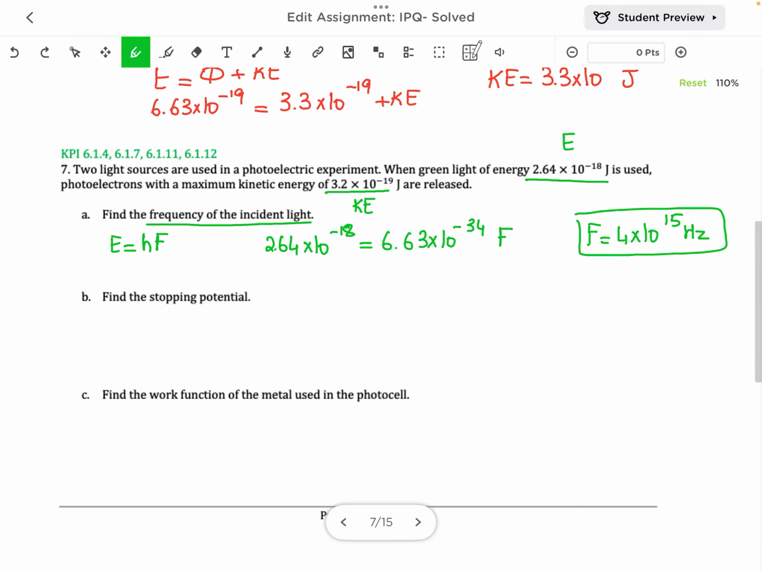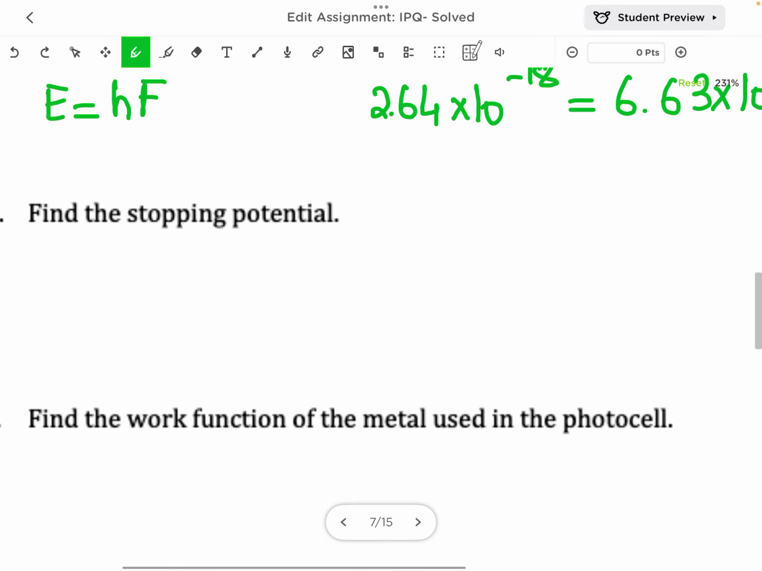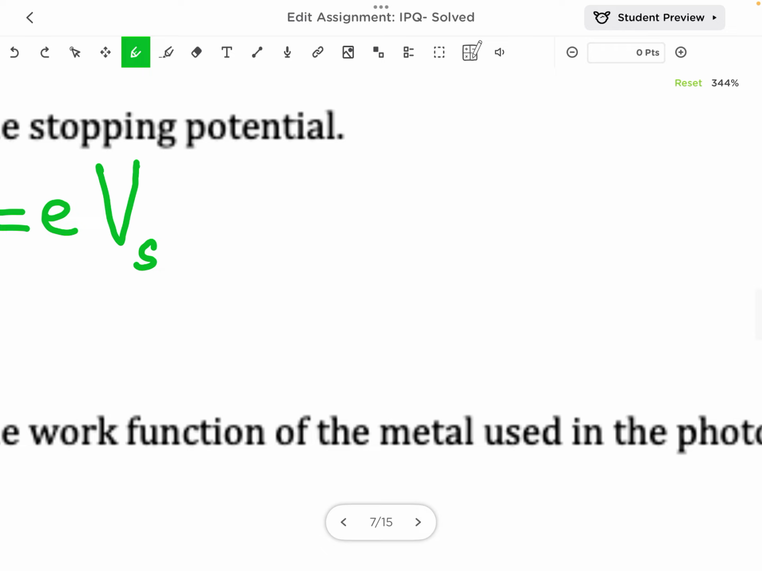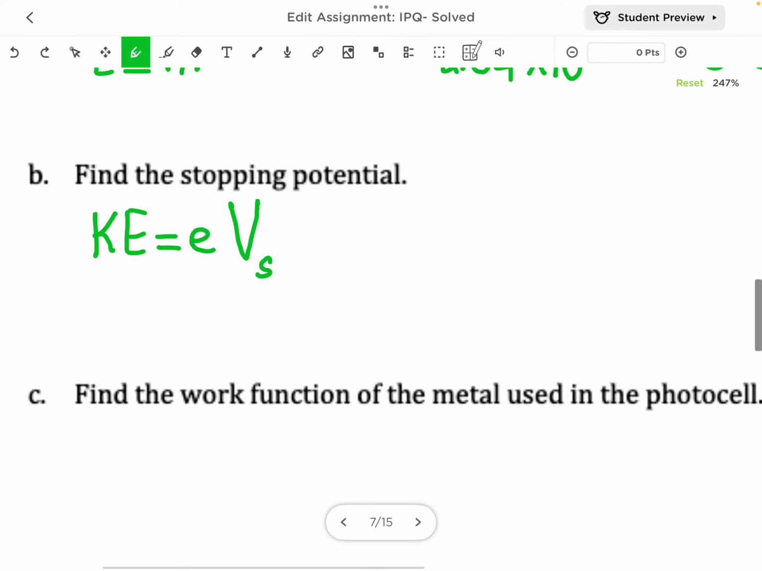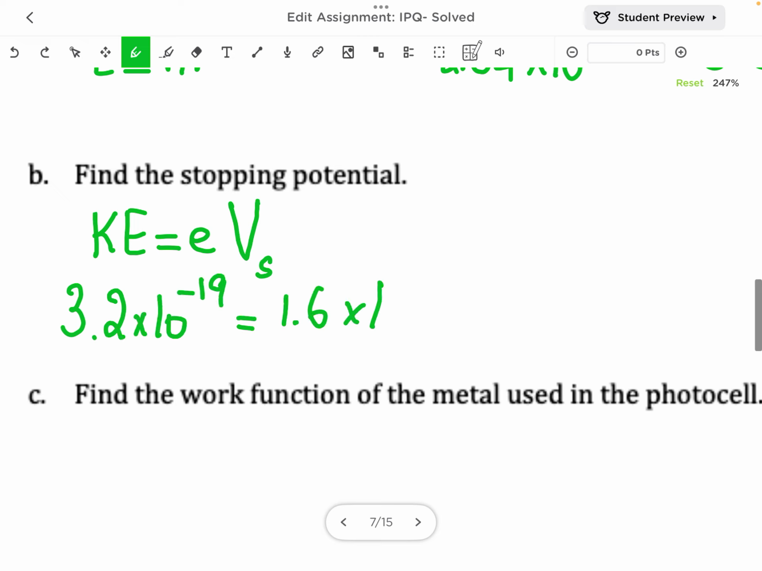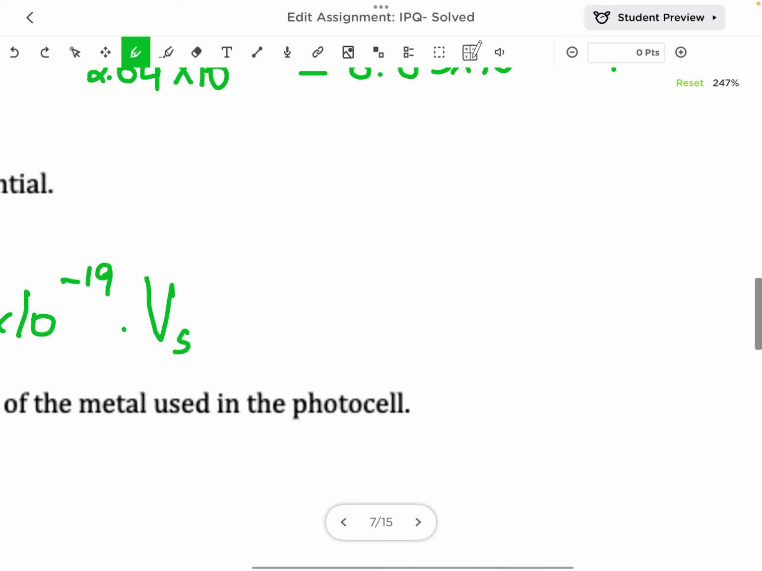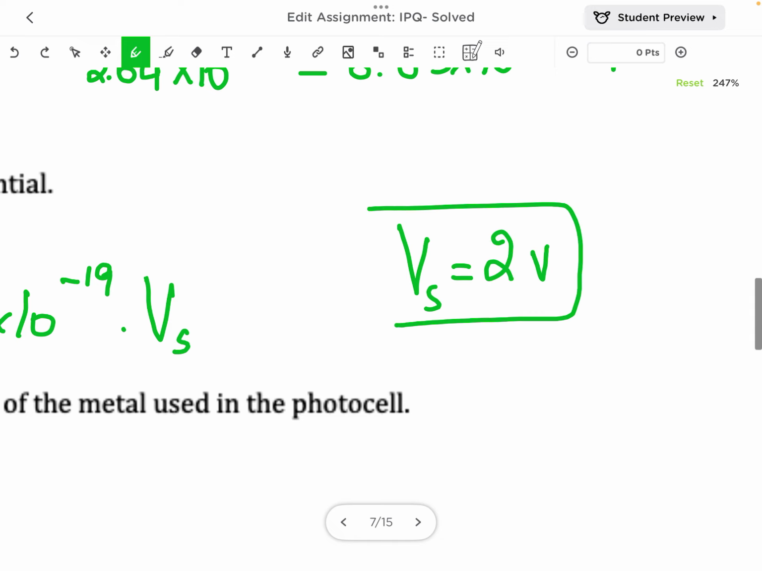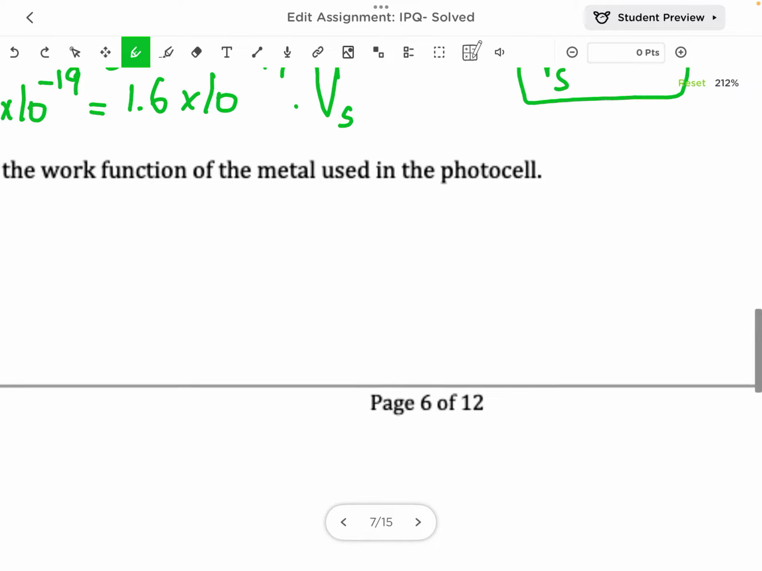Now we need to find the stopping potential. The stopping potential is related to the kinetic energy, E·VS. But now that our energy is in joules, I need to use e as 1.6 × 10^-19, not 1. So I'll have VS equals 2. Please don't forget the unit of the stopping potential, that is in volts.